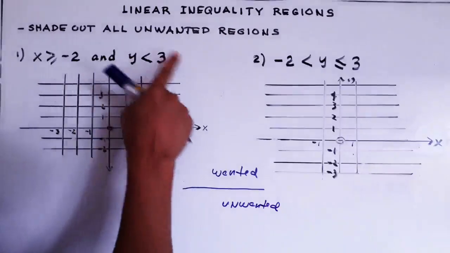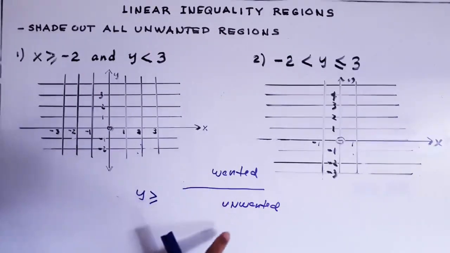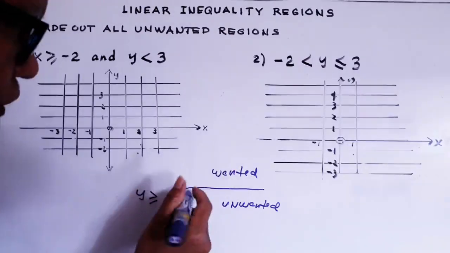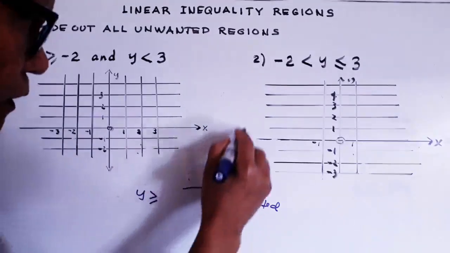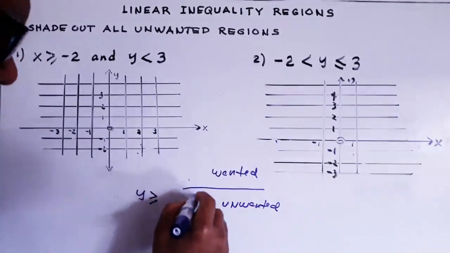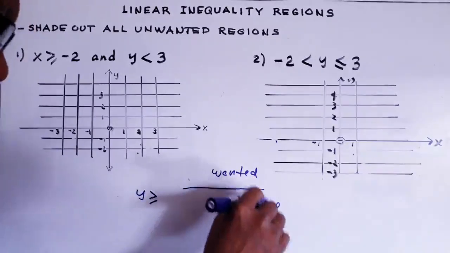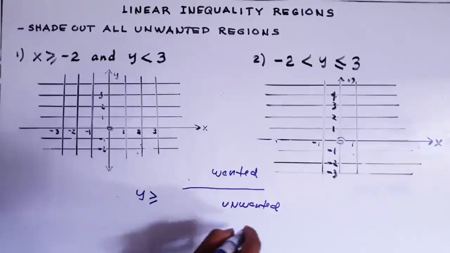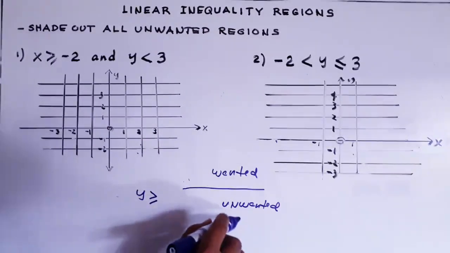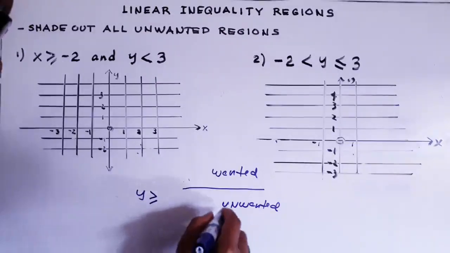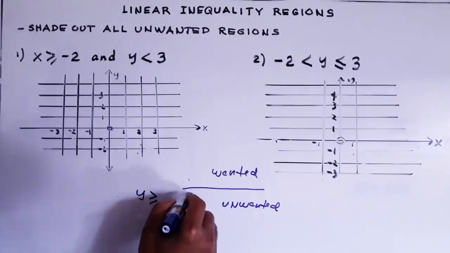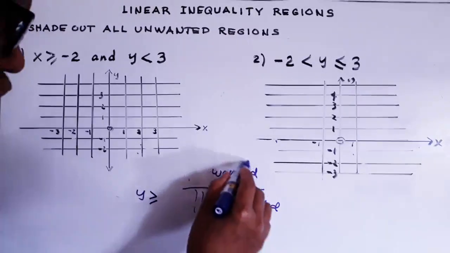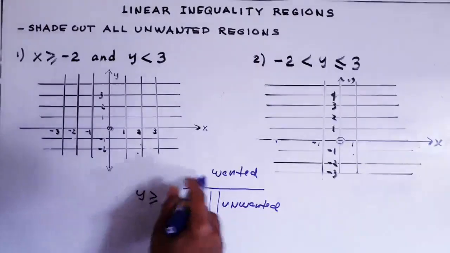Now we should look at the instruction. Shade the wanted area or region, then we shade here. Shade the unwanted means we are going to shade below, because the values are not here for y greater than. Now if we are going to find the regions in which all the values are included, it's better if we shade the unwanted. So we will leave the wanted region clean so we can see that one.